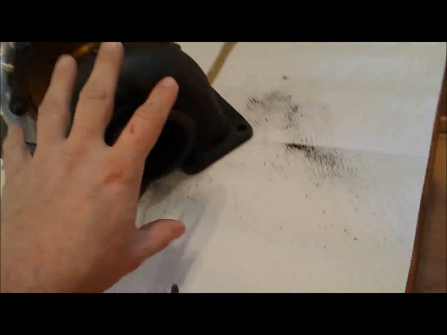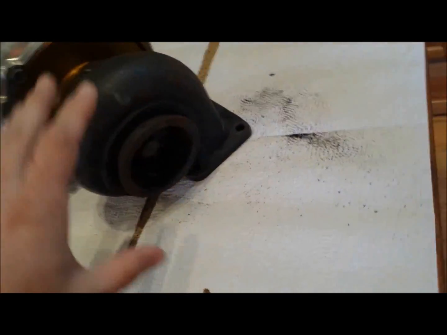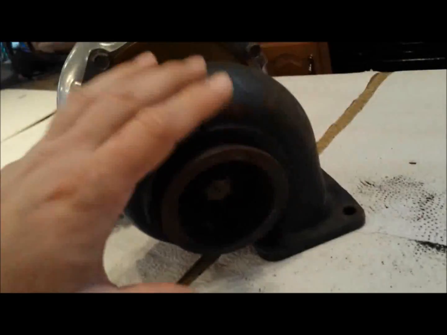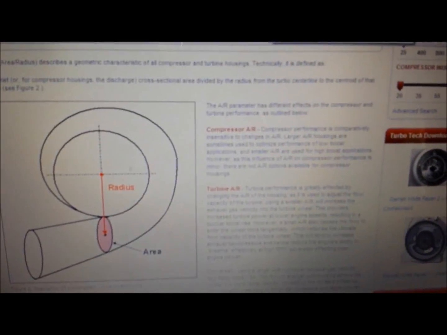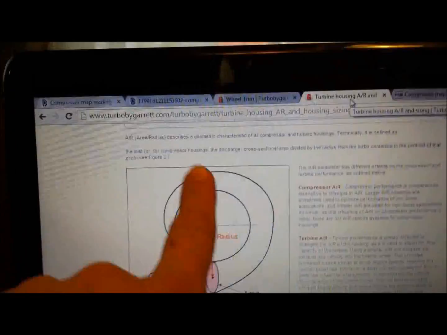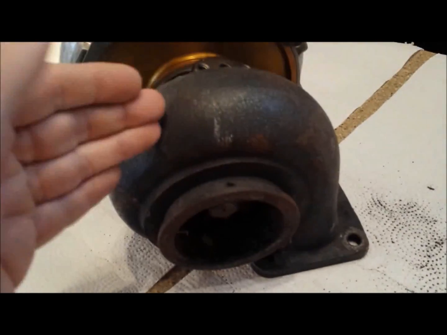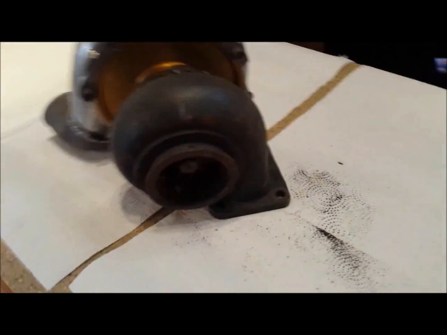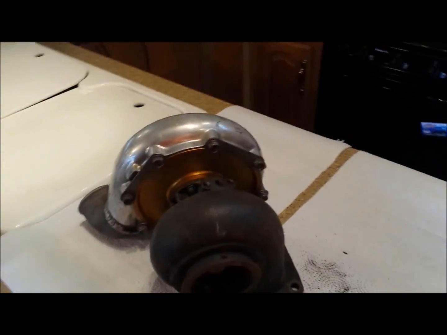Now, AR is a ratio that's basically, in real simple layman's terms, the space inside of here. Now, I can show you real quickly here exactly where you can read up on this and get a lot more information about it. But turbobygarrett.com has some tutorials on their site, and there is some information on here where it actually shows you exactly how AR is calculated and what AR is and how that works. But basically, the bigger the number on the AR, the more space that's inside here. In other words, if this is a .90 AR, there will be way more space in here than if it was a .60 AR.